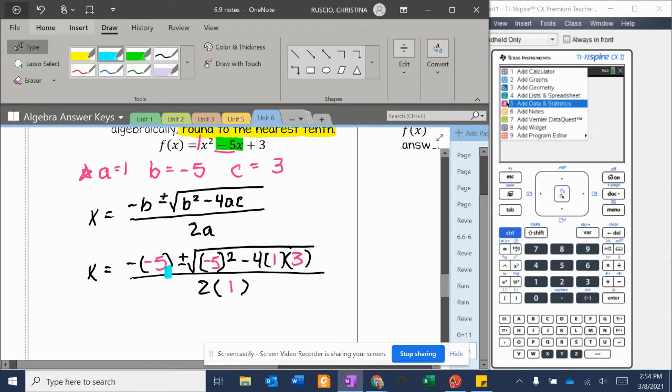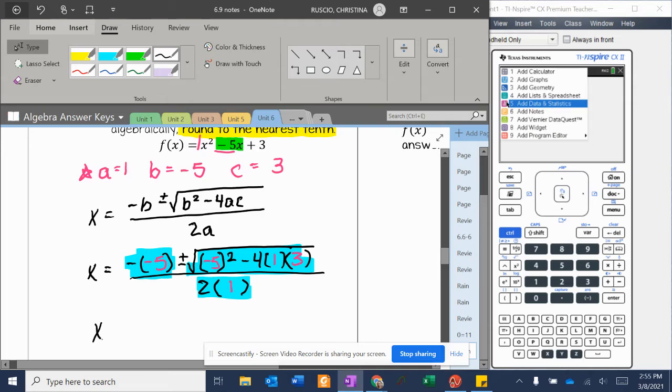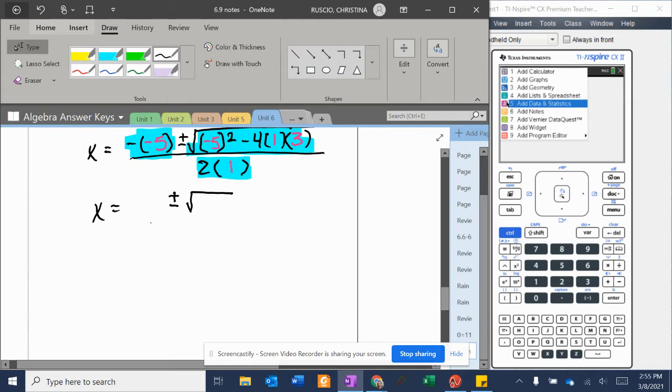All right, now I'm going to think of my formula as 3 separate pieces. This is piece 1. This is piece 2 underneath that radical, and this is piece 3. So x is going to equal piece 1 plus or minus the square root of a number all over my third piece. -5 is 5.